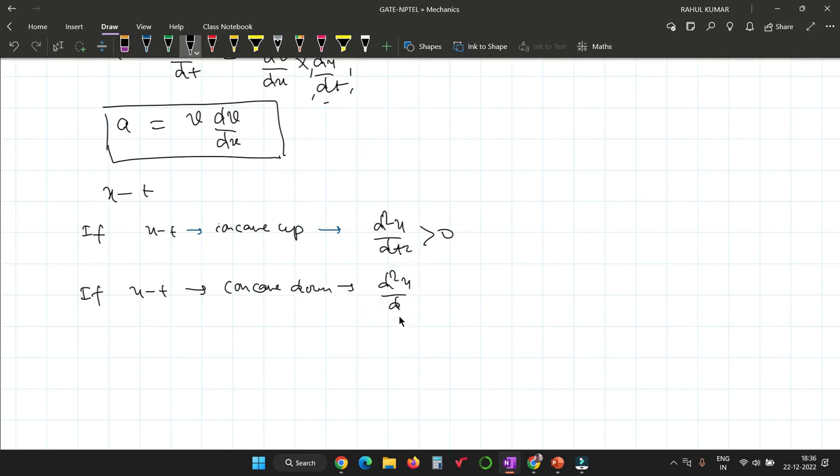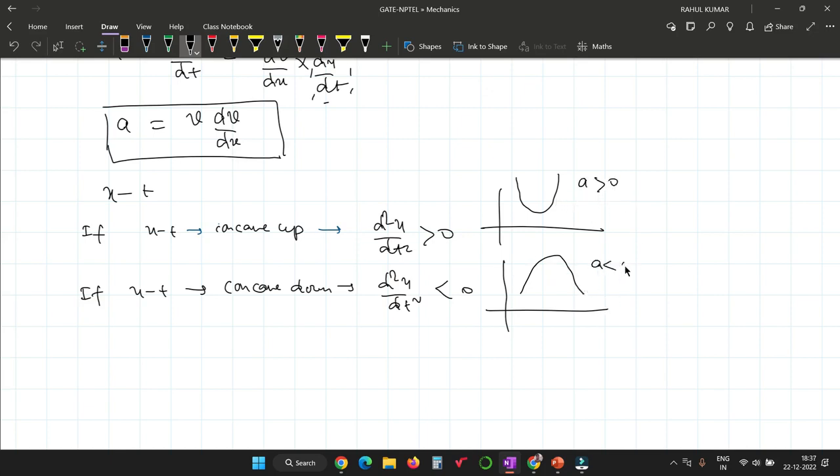d2x by dt square is what? Negative. Concave up means like this, and concave down means like this. So here a is positive and here a is negative, and the plot is the xt plot. Okay, is there any doubt?